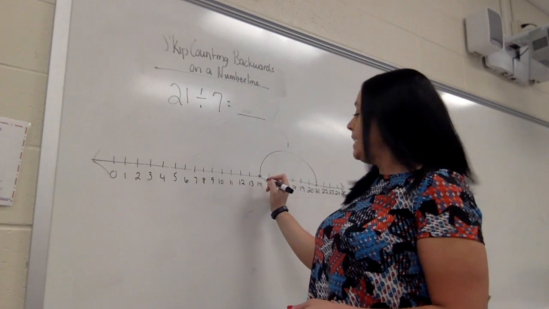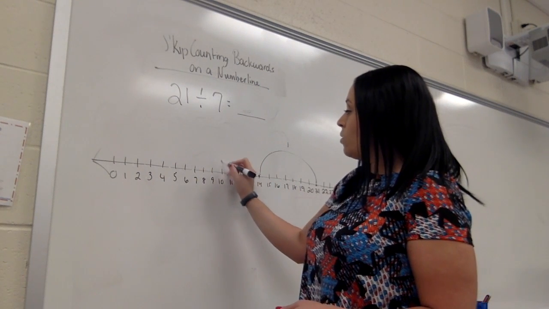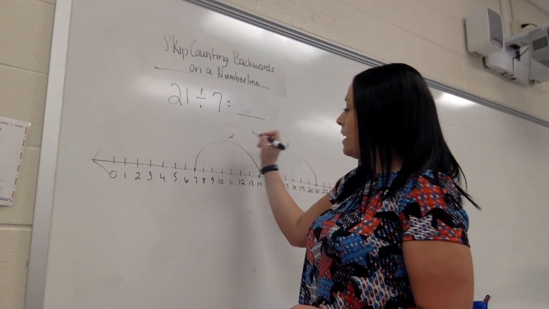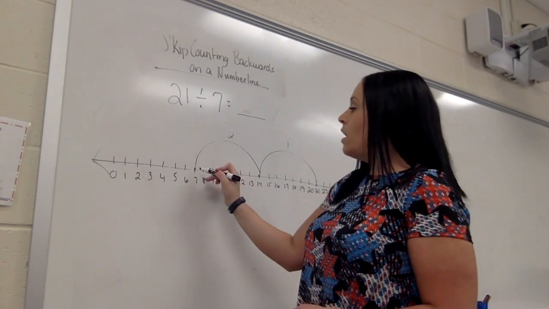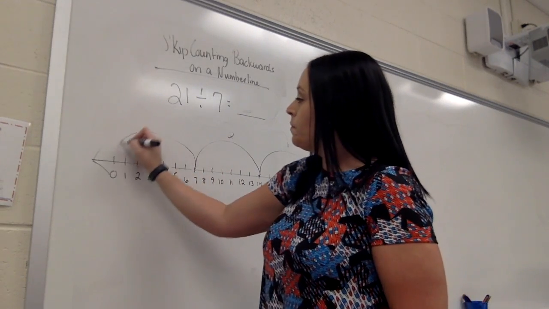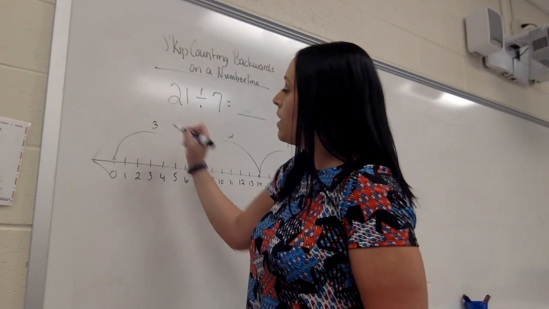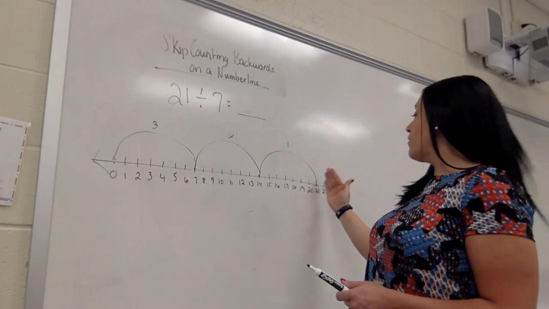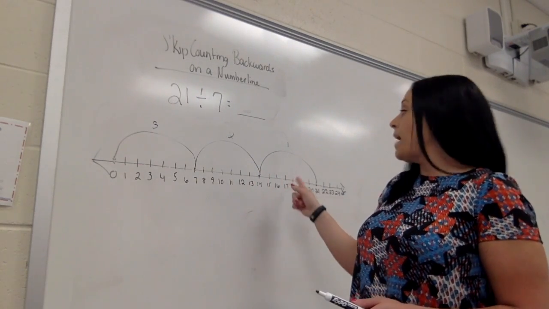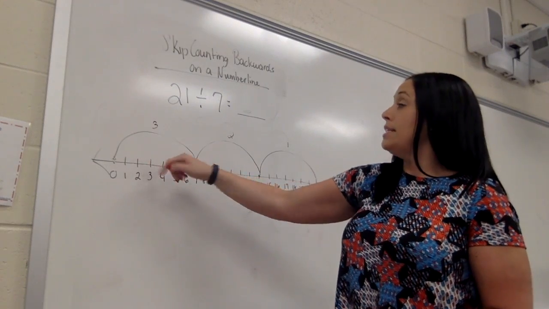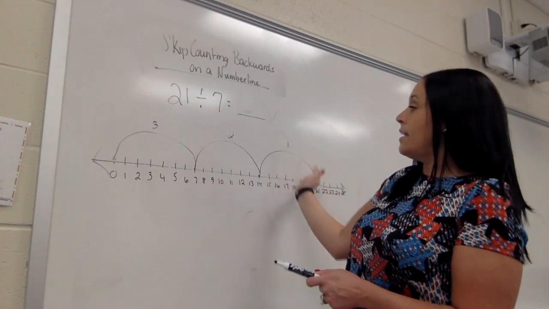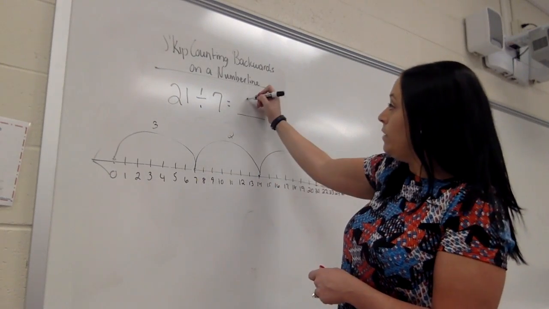Then moving from 14, 1, 2, 3, 4, 5, 6, 7. Connecting with a hump to make it my second group. 1, 2, 3, 4, 5, 6, 7 to create my 3 groups. So now starting from 21 and working backwards by 7s, I was able to count backwards 1, 2, 3 times, representing that 21 separated into 7 groups, or counting backwards by 7 gives me 3 groups.